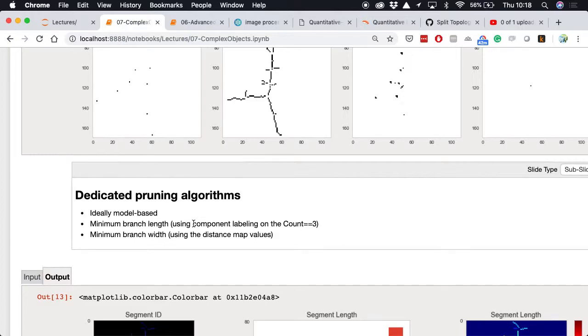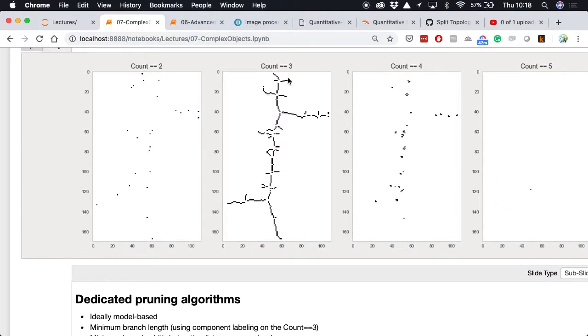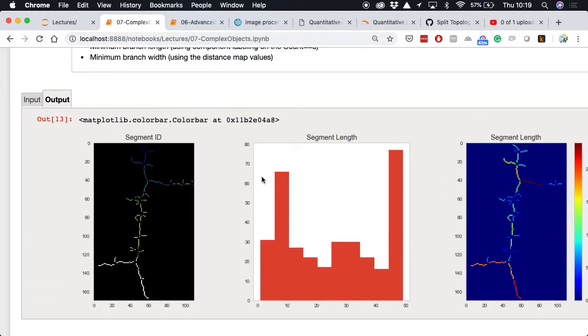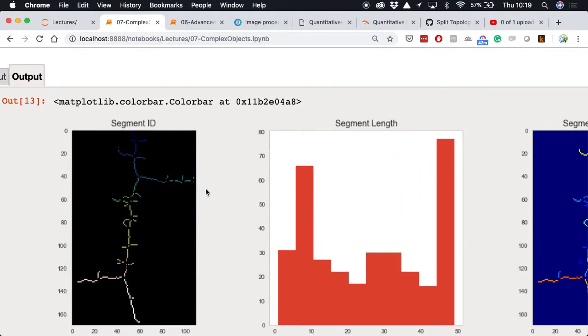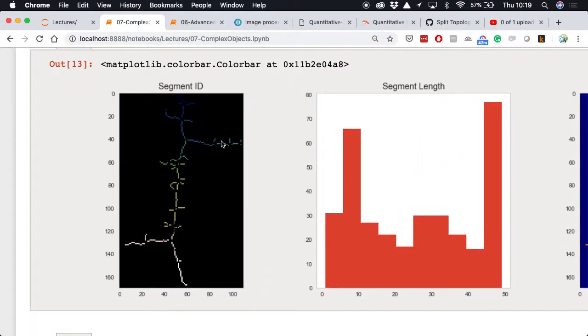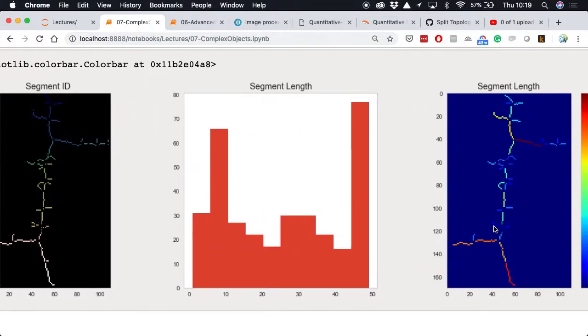And so branch length is actually quite easy to filter for, because we just do a component labeling on the count 3 image, and that will give us all the branches, and they're all nicely separated because we've removed all of the junctions. And so we don't have any of the things that would have been connecting them together, and so we know they'll all get identified as separate components. And so we can go through here, and now we have a segment ID for each one of these branches, and now we can see the segment length.